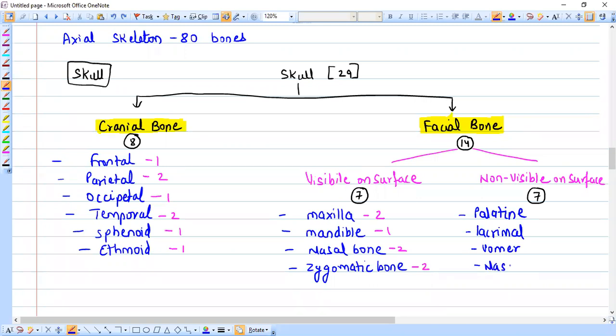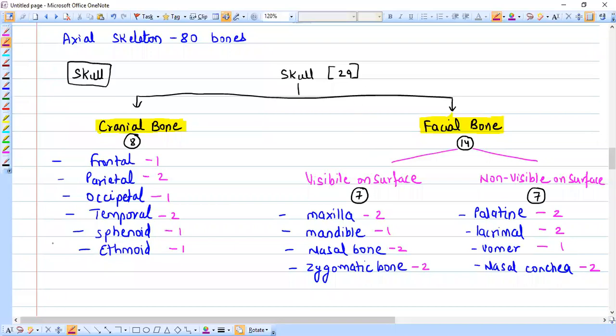So these are all not visible on the surface. They are visible only when you open up the skull to see all those bones. So how many palatine are there? Definitely 2 palatine, lacrimal 2, vomer 1, and nasal conchae 2. If you calculate this all, it will not lead to 29 skull bones.